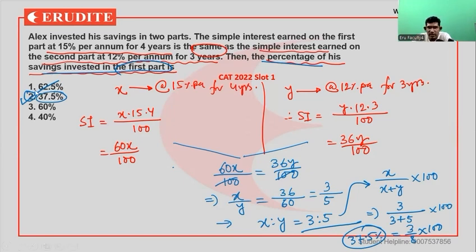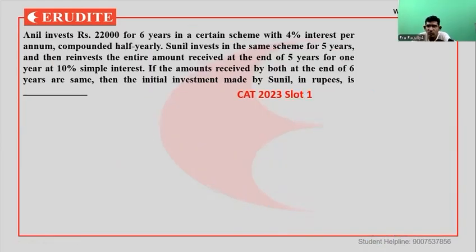Now next we take a slightly difficult question on compound interest. In fact, it has application of both SI and CI. This appeared in CAT 23 and a similar question appeared in CAT 24 also. So let's try this question.